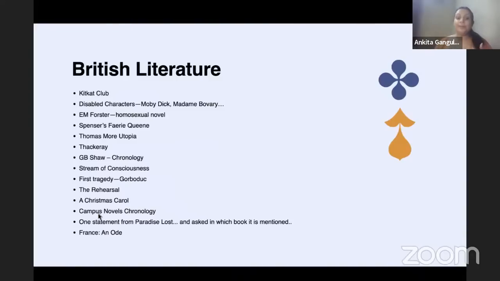Campus novels chronology, again from our encyclopedia, we have a very thorough chapter on this. One statement from Paradise Lost. Again, Frances a note, like who wrote Frances a note? Again, directly from our encyclopedia. If you have read our 3 encyclopedias, at least you will get 25 questions directly from our encyclopedia. So that was a big rescue. I'm so glad. So it really pays off to work hard.